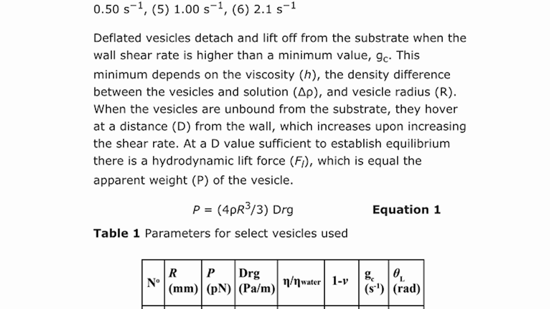At a d value sufficient to establish equilibrium, there is a hydrodynamic lift force, which is equal to the apparent weight of the vesicle. And so there's a lot of stuff going on here. They give us this equation to calculate the apparent weight based upon density and all of these other things. Expect to maybe see something like doing a calculation. But as I look at this, there's that radius to the third and there's DRG. This seems like kind of a complex math problem.